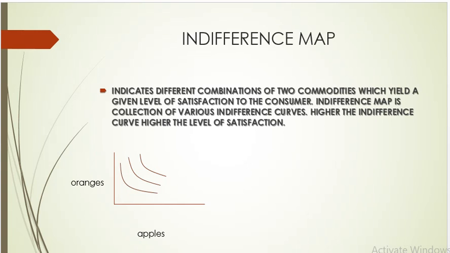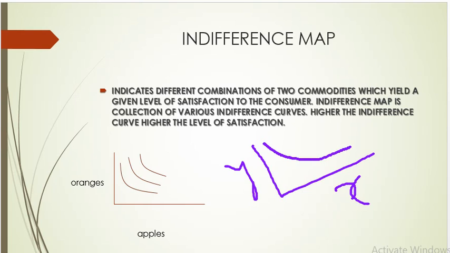So what is an indifference map? An indifference map is the collection of so many indifference curves. Here we have X commodity, here we have Y commodity. This is the 1, this is the 2, this is the 3, this is the 4. Higher the indifference curve, higher the level of satisfaction. If we are at the lower level of the indifference curve, it means we are having less quantity of X and Y, so we are having a lower level of satisfaction. Each indifference curve indicates the level of satisfaction to the consumer.